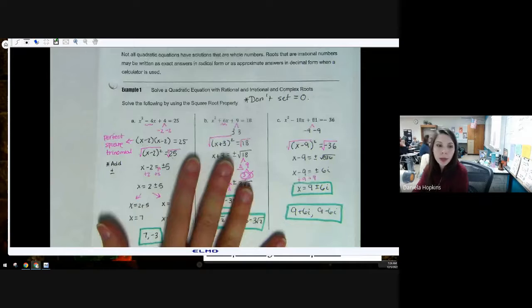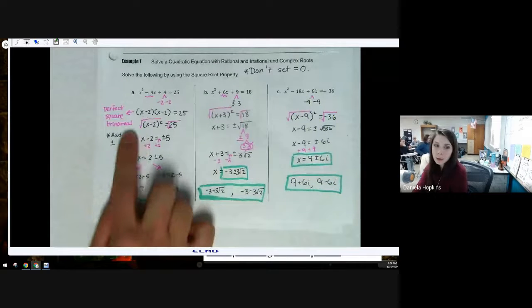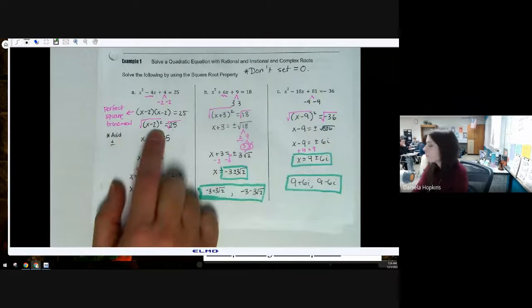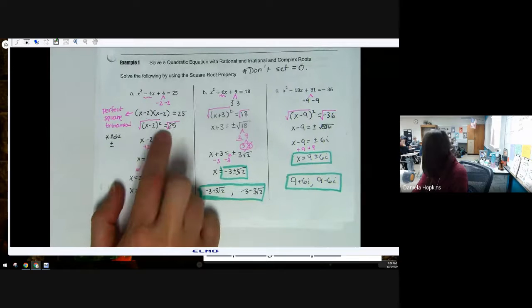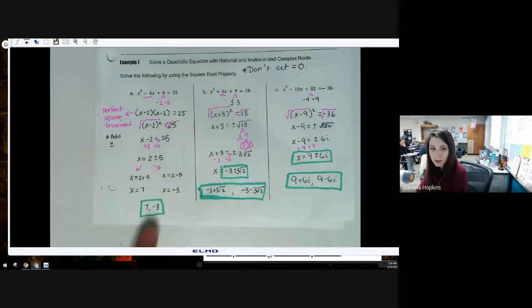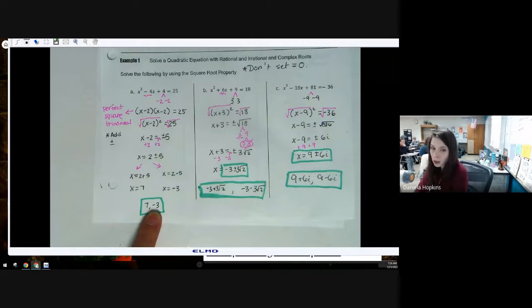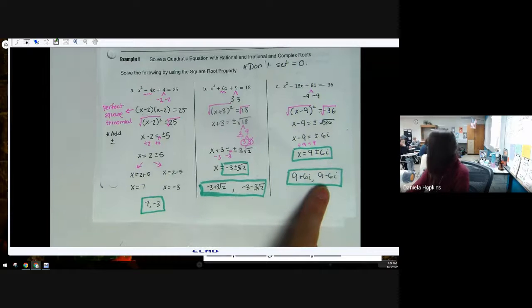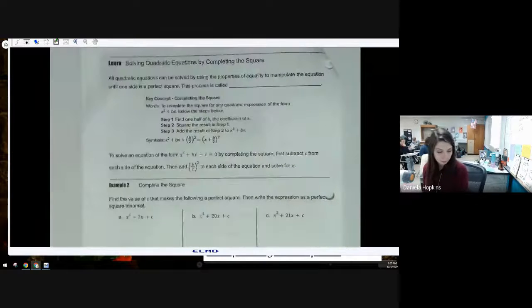But the whole idea here is that we can make this perfect square trinomial where it factors as a factor that's squared, so that we could take a square root of both sides. So you guys had some nice answers. You had some answers with square roots that you had to simplify, and then we had some answers with i, right? So today, we're going to start the actual completing the square process.